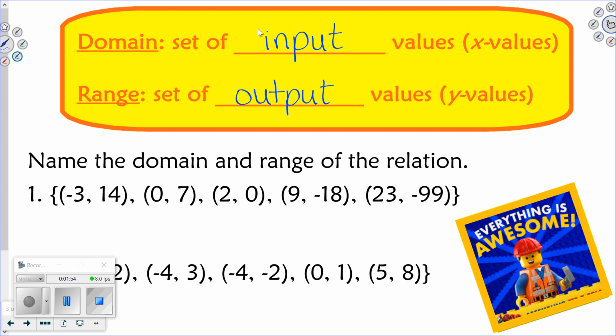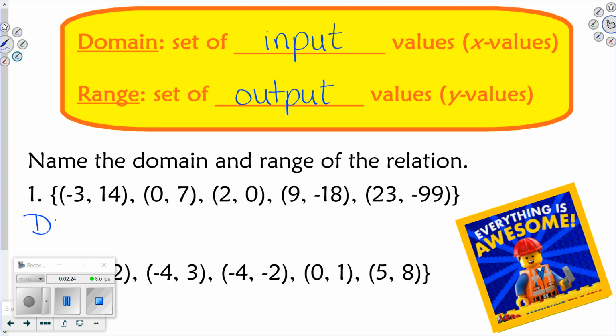or the Y values. Now, to help you remember which is which, think alphabetical order. In the alphabet, D comes before R, I comes before O, X comes before Y. Okay, so hopefully that'll help you remember which one is which. Domain comes before range, X comes before Y. So X is my domain, range is my Y. Okay, so name the domain and range of the relation.